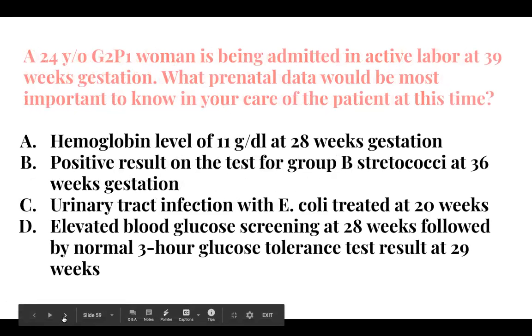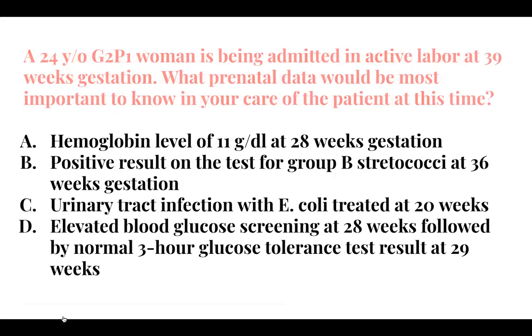So a 24-year-old Gravida 2, Para 1 woman is being admitted in active labor at 39 weeks gestation. Which prenatal data would be most important to know in your care of the patient at this time? So the answer is B. The patient will need at least 2 doses of antibiotics before delivery to prevent transmission to the newborn. Again, those infections can cause a lot of problems for the baby, like they could go blind or affect one of the senses. If the mom has any sort of infection, you need to address that immediately.